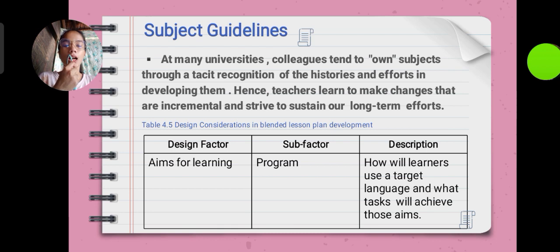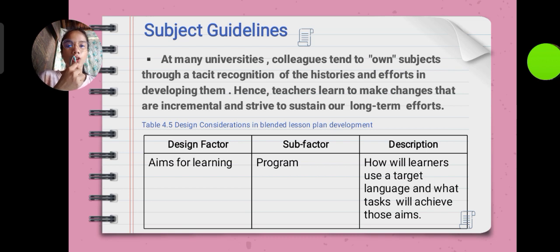So, when taking stock in shift in teaching approach, initial assessments of the possibility may center on how much the subject is established in terms of teaching staff, enrollments, or coordinators. So there is a table attached here, which is Table 4.5, the design considerations in blended lesson plan development. There are three design factors. First is the aim for learning, second is the blended task or the technology dimensions, and the last one is the assessment for learning.